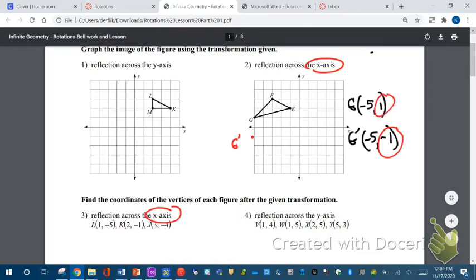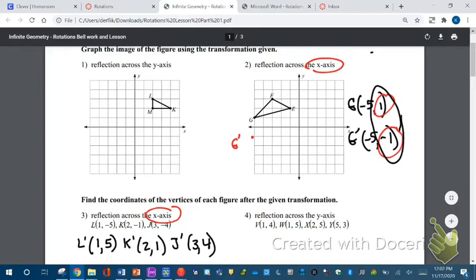Okay? So once you get that straight in your head, that means real quick, these coordinates, L prime is going to keep the 1 and change the -5 to a +5. K prime, keep the 2, change the -1 to a +1. And J prime, keep the 3 and change the -4 to a +4. Okay, so when you flip across the x-axis, it changes the sign of your y-coordinate, which should make sense.